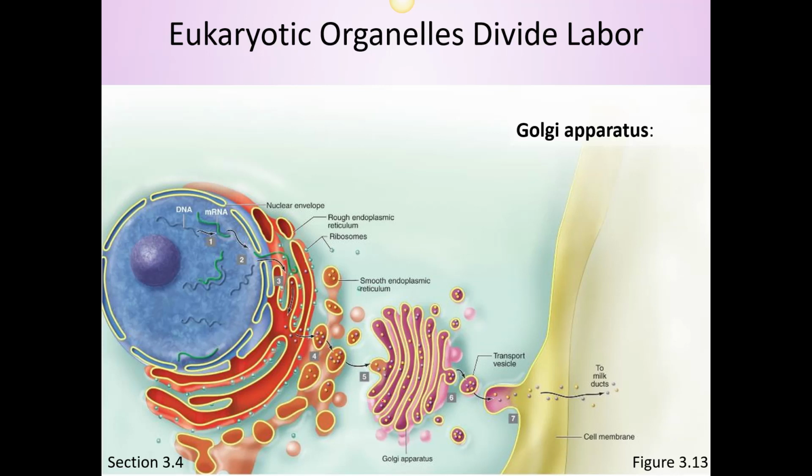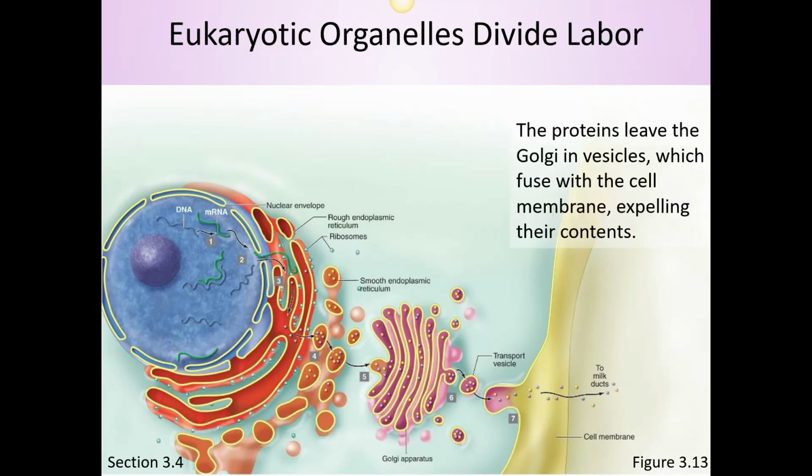So here's a picture of the Golgi. Substances go in from the endoplasmic reticulum, they get modified, activated sometimes, and then they go into a vesicle until they get secreted from the cell. The proteins leave the Golgi in vesicles, which fuse with the cell membrane, expelling their contents.